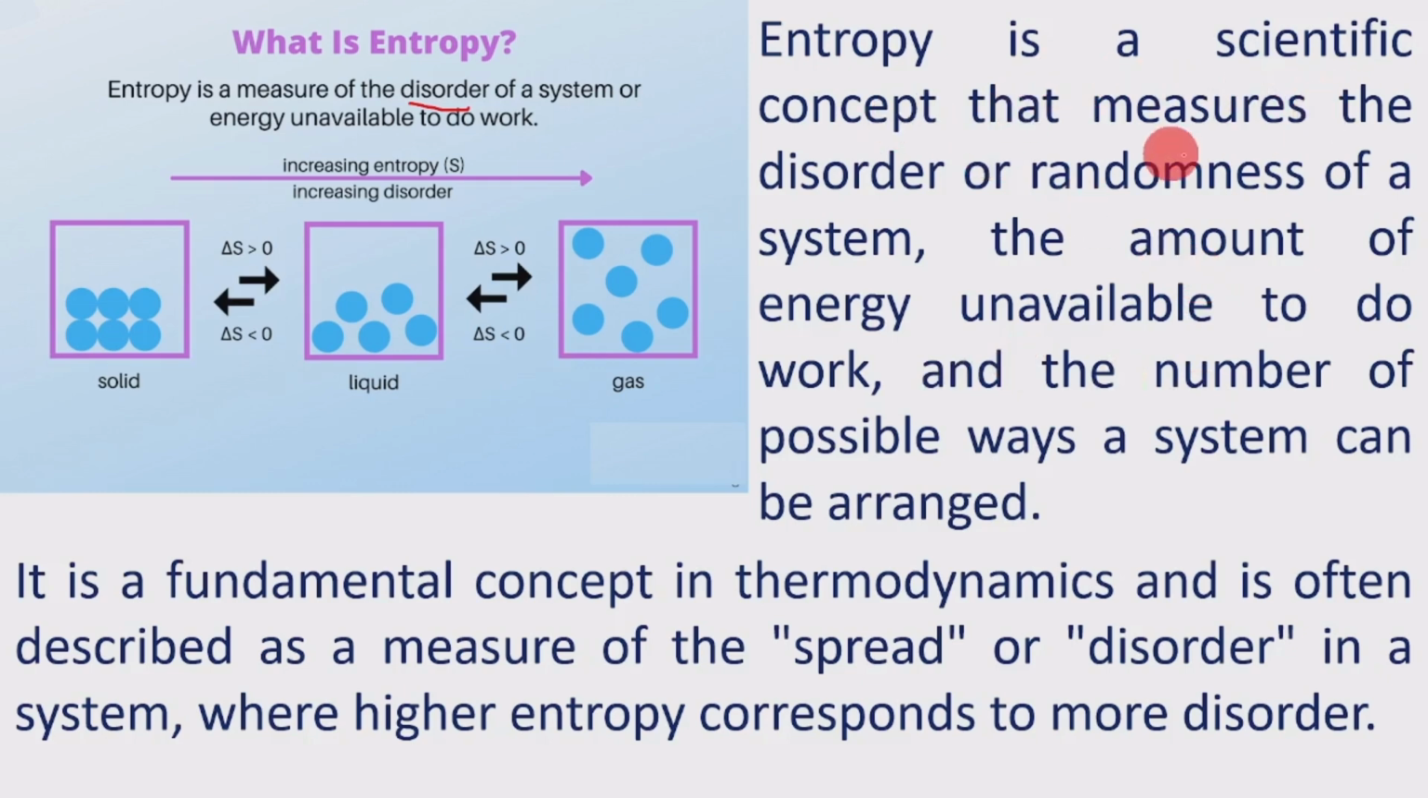Entropy is a scientific concept that measures the disorder or randomness of a system, the amount of energy unavailable to do work, and the number of possible ways a system can be arranged. How the system can be arranged is also considered by this entropy. It is a fundamental concept in thermodynamics and is often described as a measure of the spread or disorder in a system, where higher entropy corresponds to more disorder. The more the disorder, the higher the entropy.